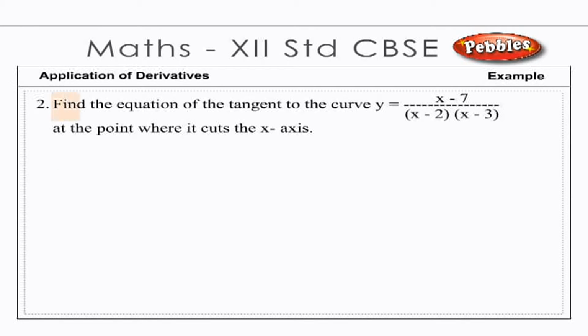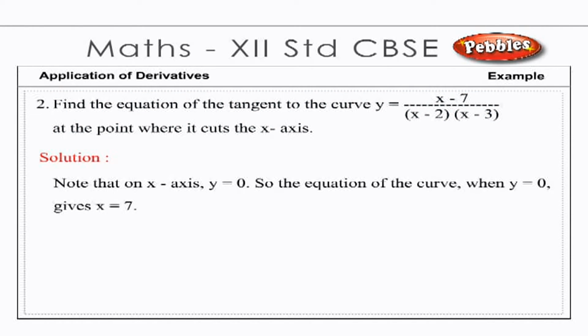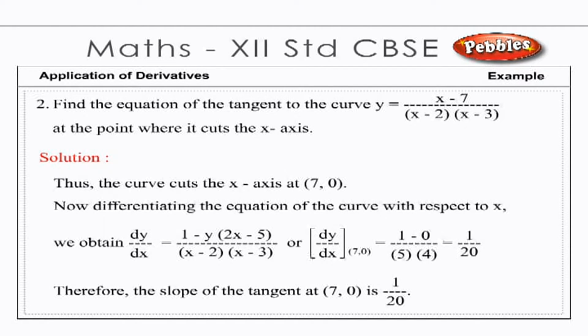Example. Find the equation of the tangent to the curve y = (x - 7)/((x - 2)(x - 3)) at the point where it cuts the x-axis. Solution. Note that on the x-axis y = 0. So, the equation of the curve when y = 0 gives x = 7. Thus, the curve cuts the x-axis at (7, 0).